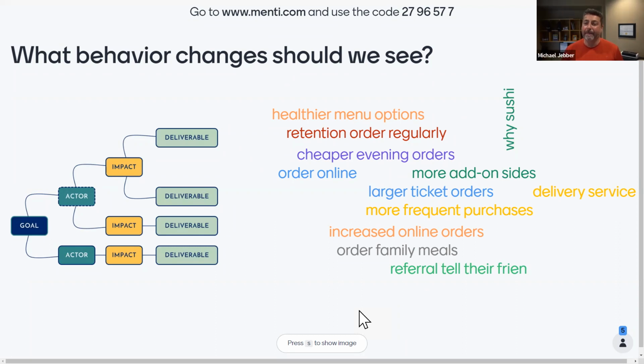So interesting. Cheaper evening orders, delivery service. I like that. Increased online orders. Yep. Family meals. That's cool. Yeah, because someone had the busy mom and the families. I like that. Family meals, like packages. Referrals for friends, like a loyalty card or referral program. That's cool. I like that. So these are all very good. Cheaper evening orders. Yeah, that's cool.